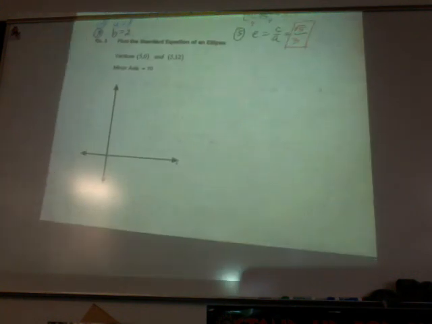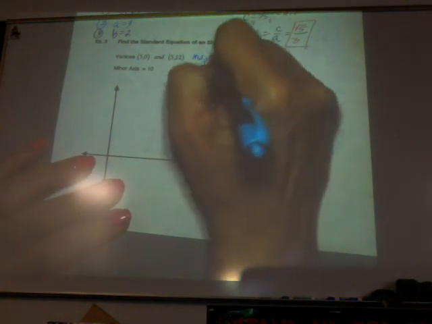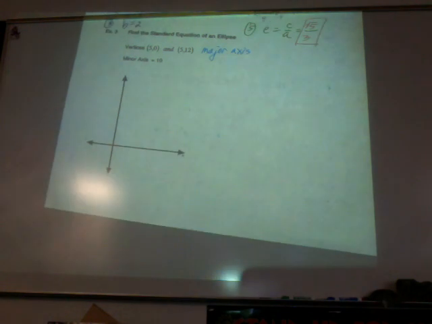All right, so look at this one. Your vertices are 5, 0, and 5, 12. You can assume that they gave you which vertices? The major axis vertices, right? So these come from the major axis. And then they give you the minor axis. How is that handy?